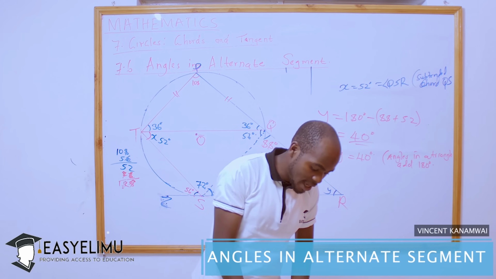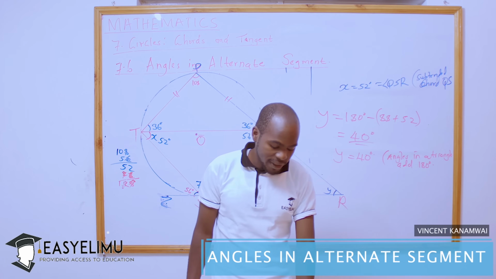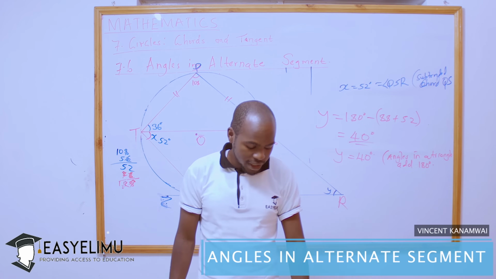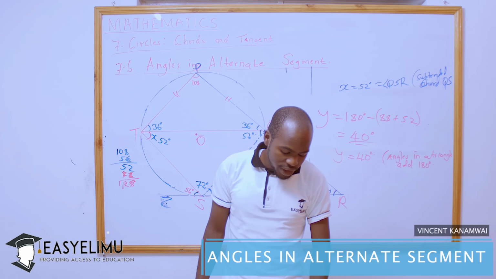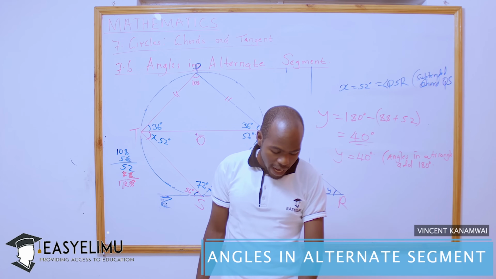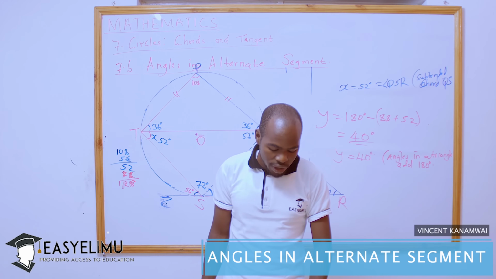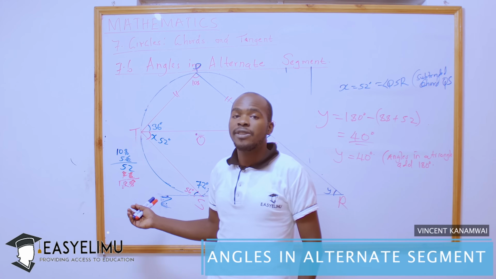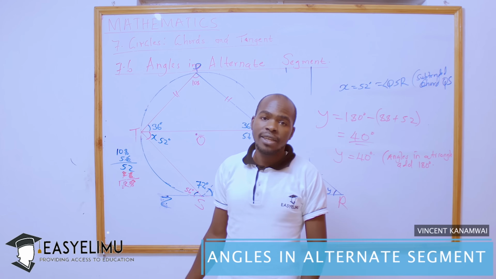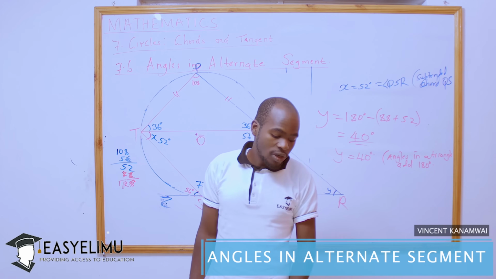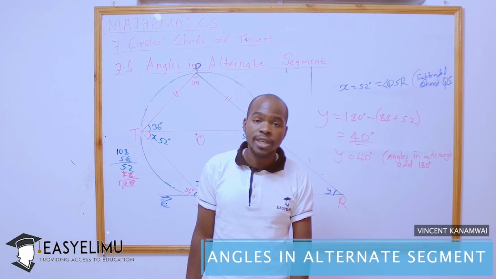With that, we can say that for any tangent to a circle, if a chord is drawn from the point of contact, the angle which the chord makes with the tangent is equal to the angle subtended by the same chord in the alternate segment of that circle. And that is what we have seen while calculating and working out the given examples. So with that, we have come to an end of angles in the alternate segment.